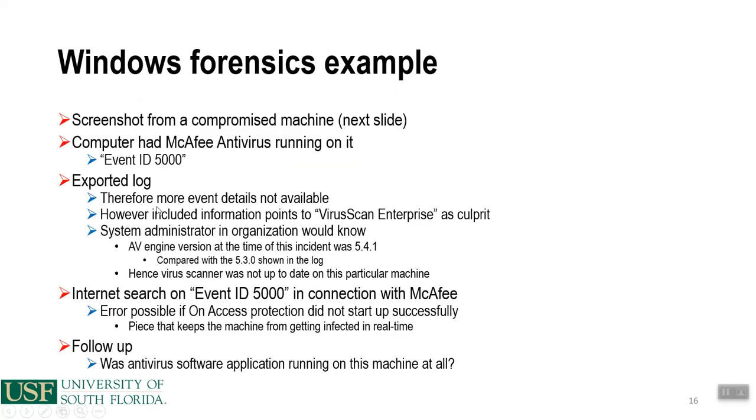Now, in the exported log, there are more event details that are not available. However, the included information points to Virus Scan Enterprise as the culprit. The systems administrator in an organization would know. The AV at the time of this incident was 5.4.1 compared to the 5.3.0 that was shown in the log. So the virus scanner was not up to date on this particular machine.